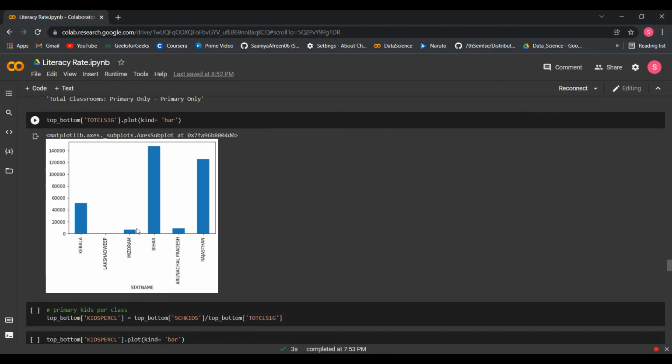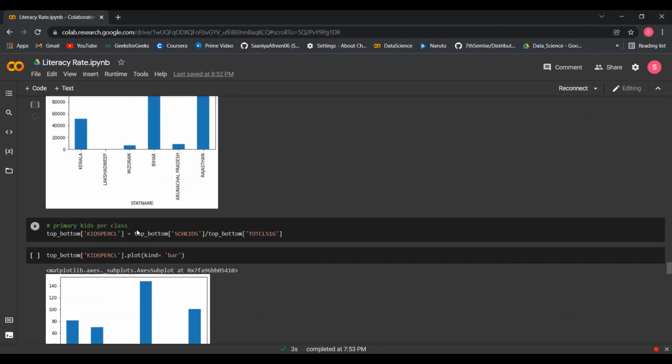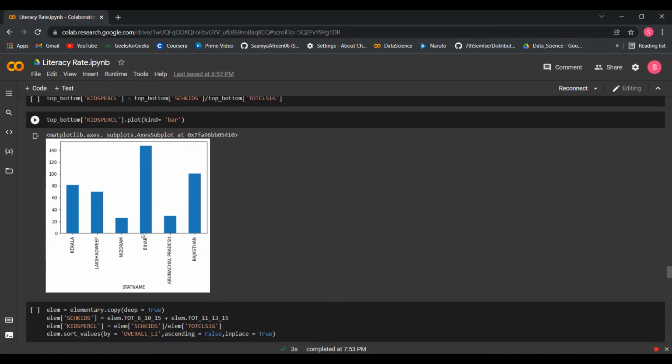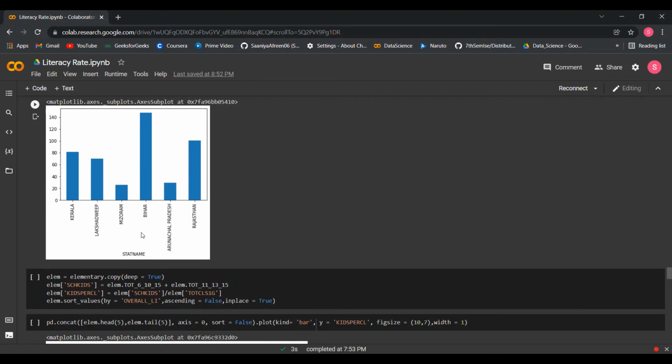Later on, we are trying to take kids per school as well as overall literacy rate. So we see there's a difference in number of kids per class, and it is significant, though Bihar and Rajasthan have a pretty high number of primary kids per class. The top 5 on average have fewer kids per class when compared to the bottom 5 states, with the exception of Arunachal Pradesh.